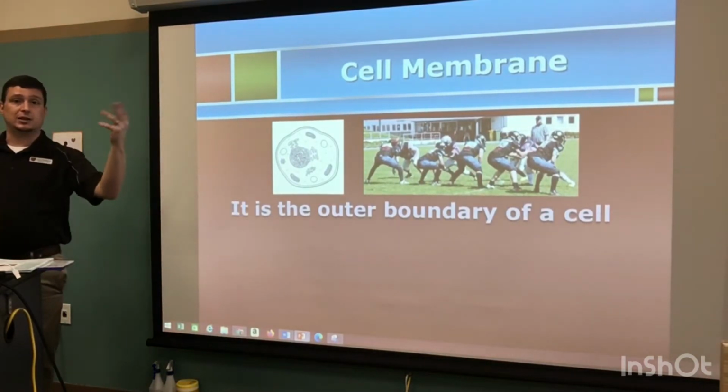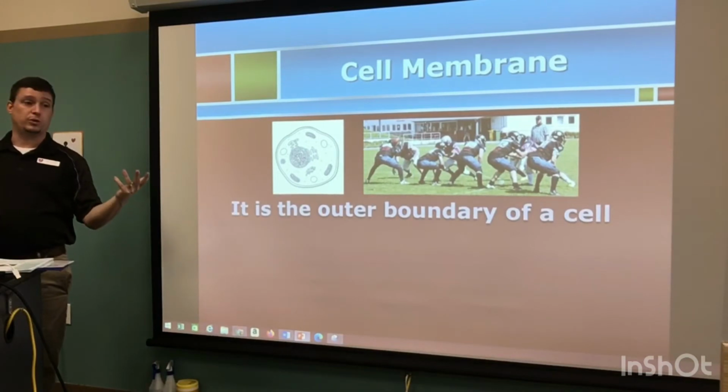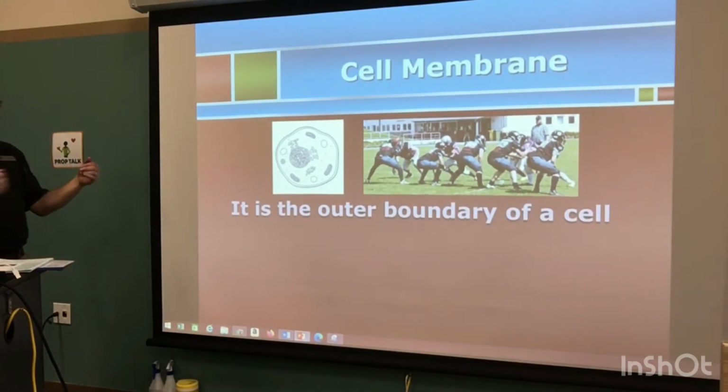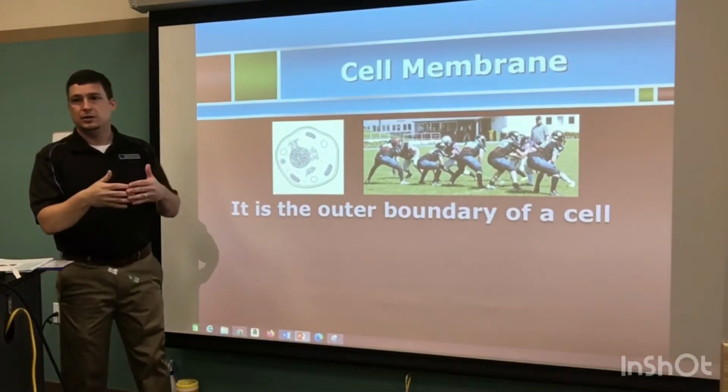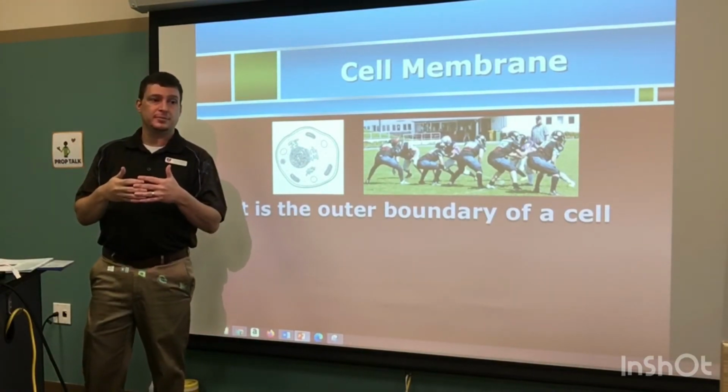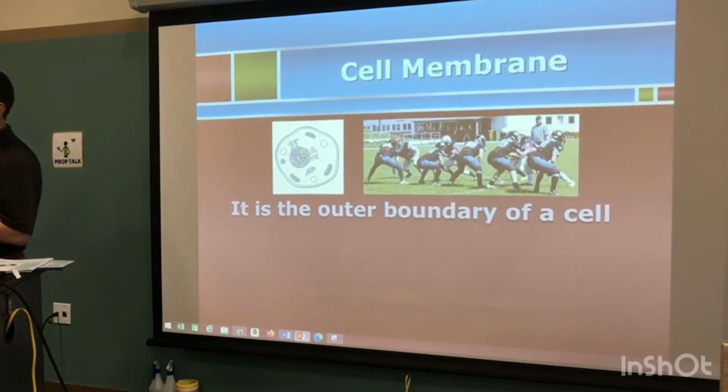Notice we can get sunlight in through our windows. You can enter and exit that door. So there are times when we want stuff to get in through a boundary, and there are times when we don't want things to get in through a boundary, right? Cell membranes are the same. Cell membranes protect your cells.